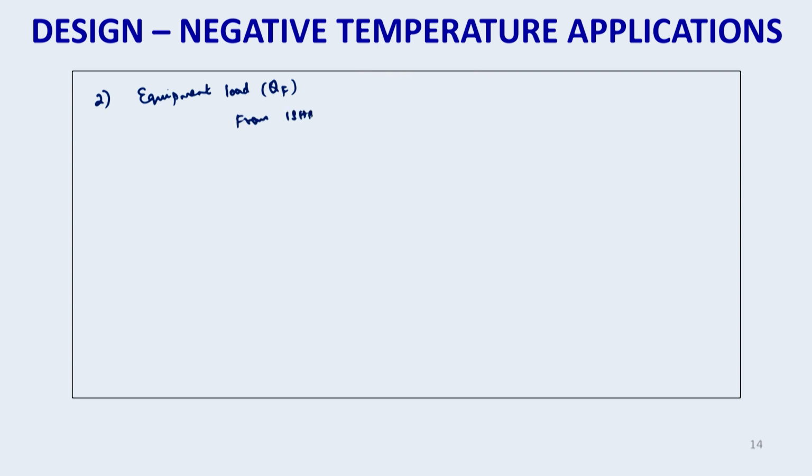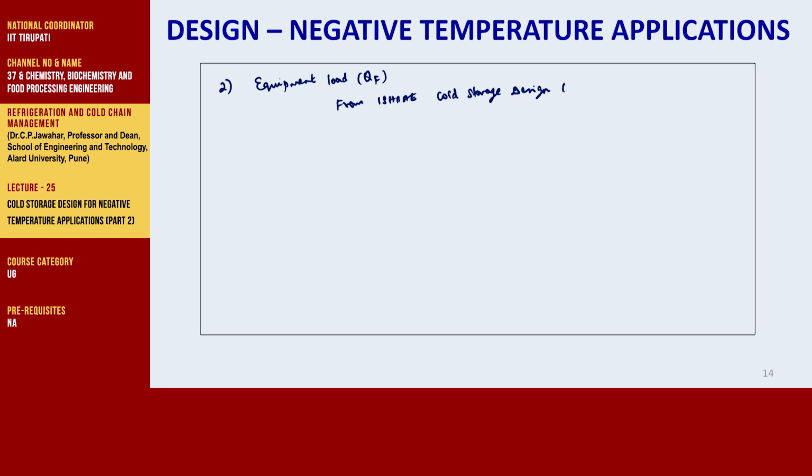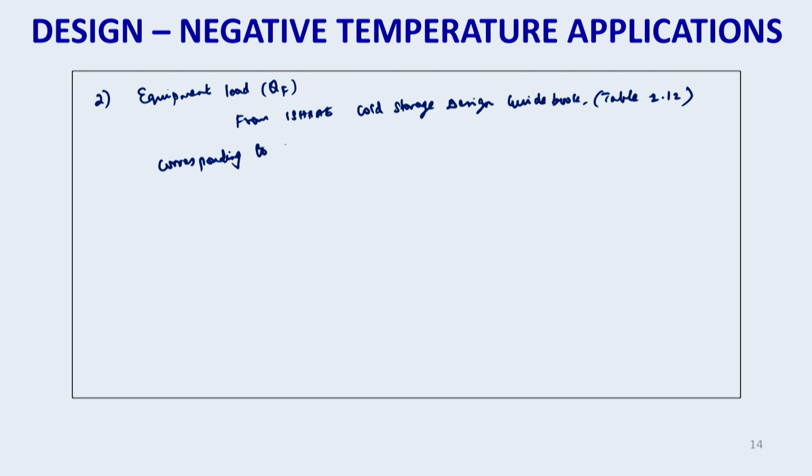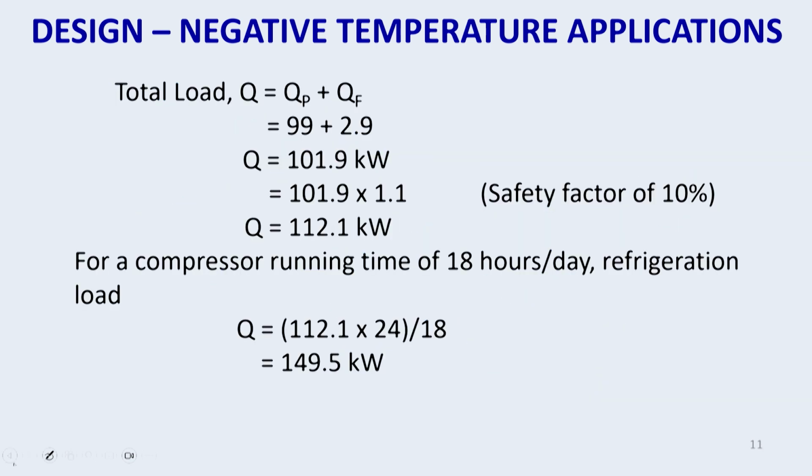From the ISHRAE handbook, ISHRAE cold storage design guidebook, table 2.12, corresponding to 1.1 kilowatt, the connected load in refrigerated space is 1453 watts. That is the value which I have taken from this table, 1453.